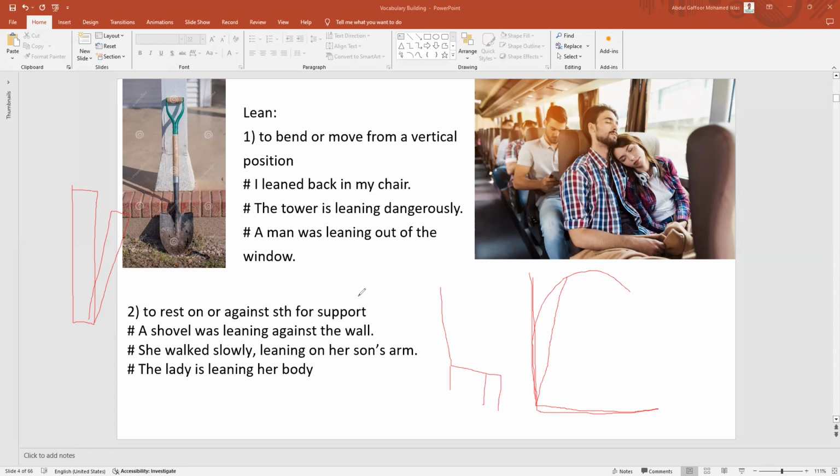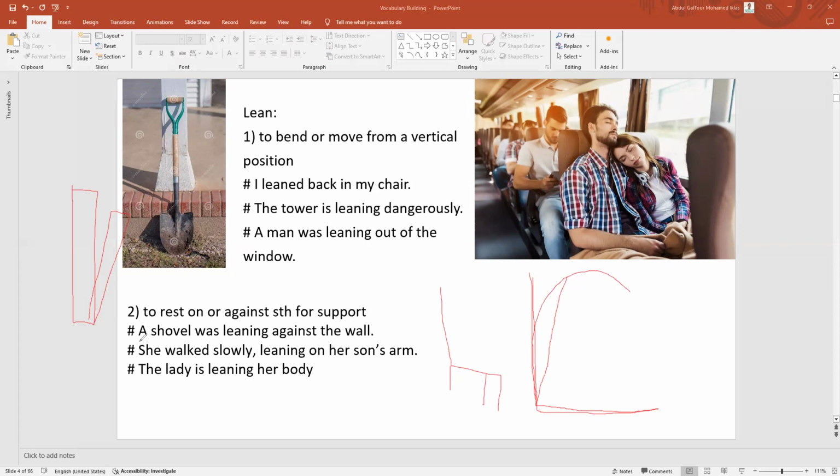Sometimes some people might be peeping. So in that case, we have to lean out of the window, right? Lean out of the window means we have to bend from a vertical position through the window. Then the second meaning is to rest on or against something for support. To rest for support on or against something.